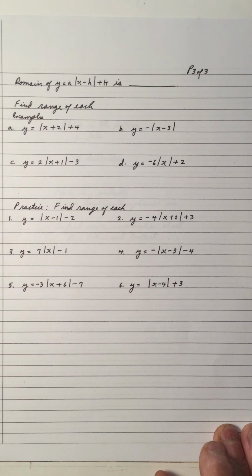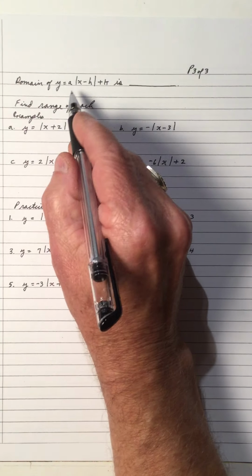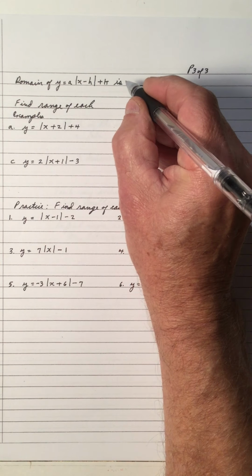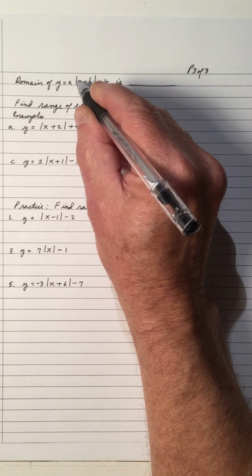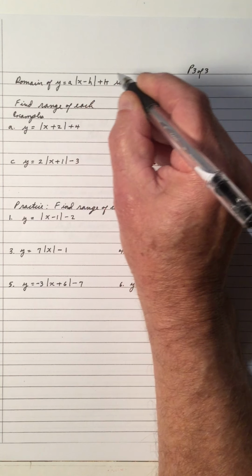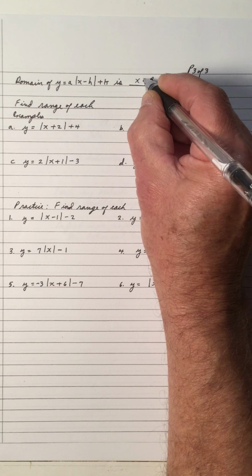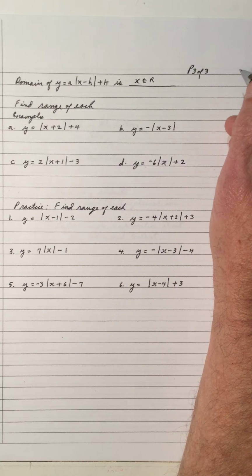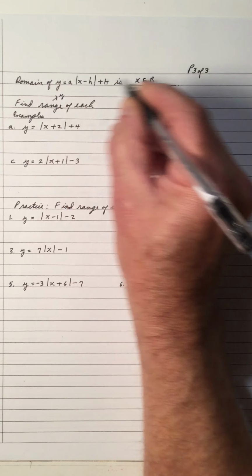Okay, domain. This is the equation of an absolute value, and notice this is linear, so the domain of this linear absolute value is x belongs to the reals. See, all the x values are in your graph. The domain is the x values, and the range is the y values. So the range is the y values that are in your graph.